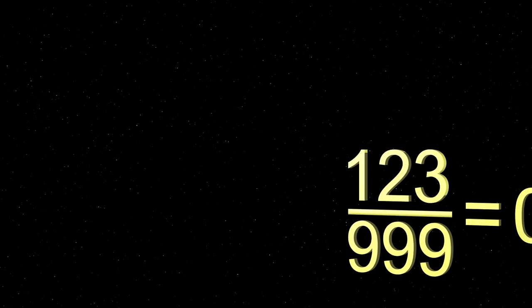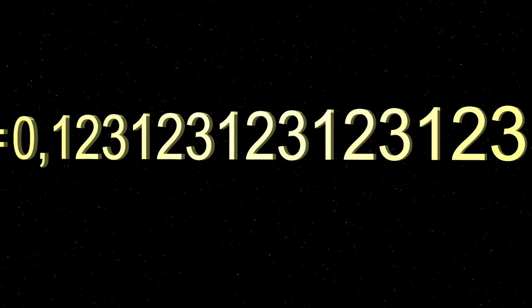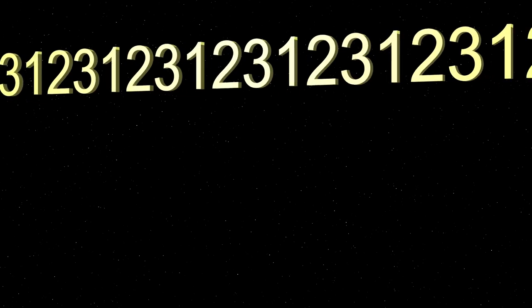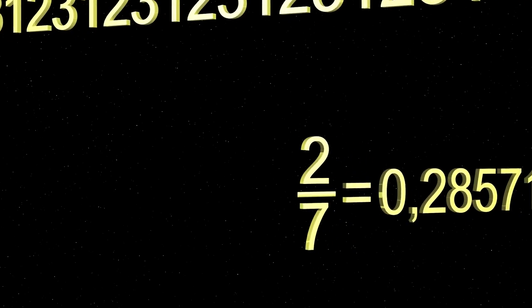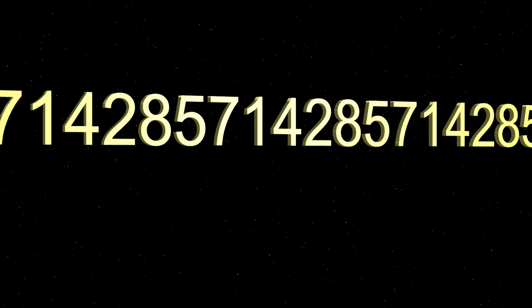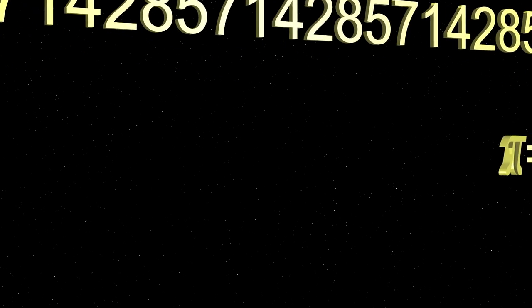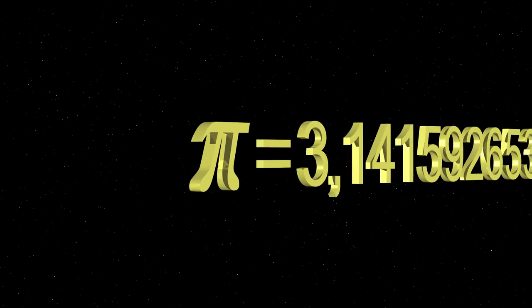All this makes one think of the real numbers. When we write them in decimal, some of them are periodic. These are exactly the rational numbers. As an example, 123 over 999 is 0.123123123, and so on. While 2 over 7 is equal to 0.285714285714, and so on. Irrational numbers, when written in decimal, are not periodic. Pi, for example.